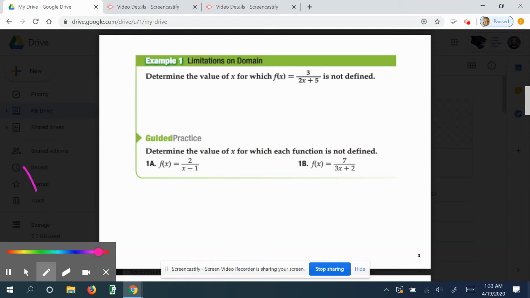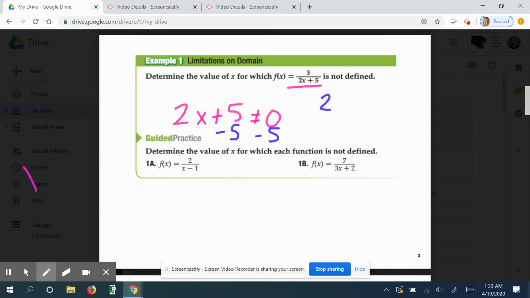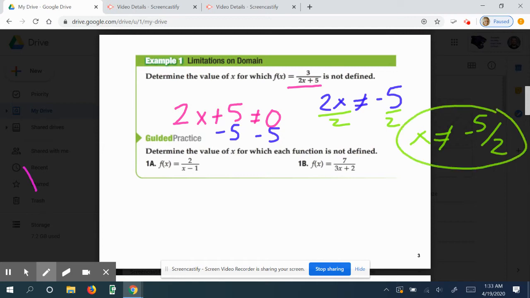It says, determine the value of x for which this is not defined. So we start by saying 2x plus 5 cannot equal 0, right? And so we solve it like an algebra problem. Subtracting 5, we get 2x cannot be -5. Okay, divide by 2, and x cannot be -5/2. This would make the bottom 0 and thus undefined. Okay, so here's a couple guided practice problems for you to try on your own.